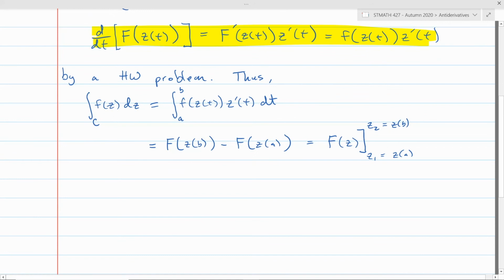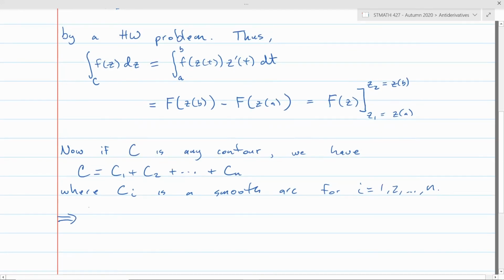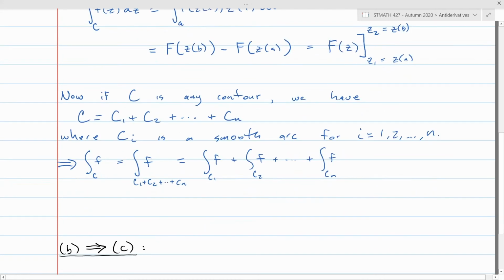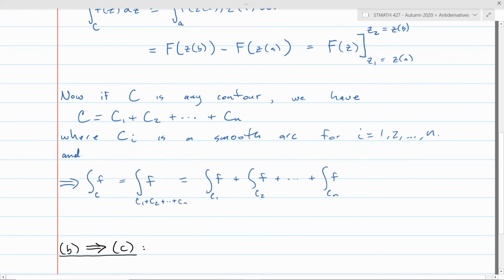So now we can adapt this to work for any contour. Now if C is any contour, we have C equal to C1 plus C2, some finite sum of smooth arcs. So that tells me that if I want to do the integral over C of F, that's the same as doing the integral over C1 plus C2 all the way up to Cn of F, which we know we can break up into a sum of integrals. And then you just end up with this telescoping sum. Let's say that Ci goes from Zi to Zi plus 1.